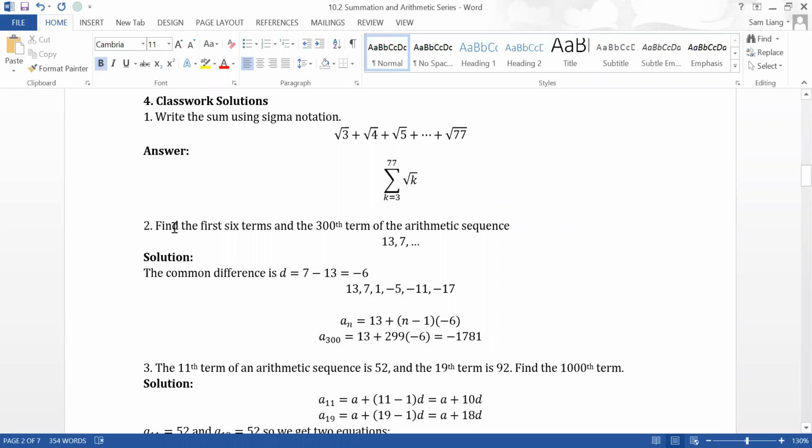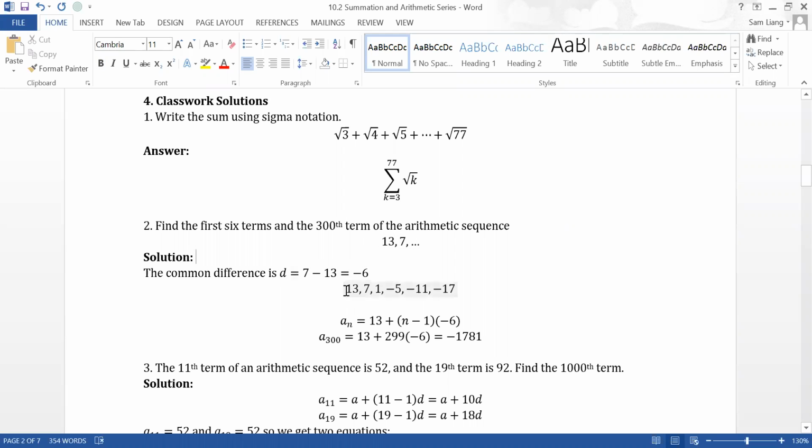For question 2, we have to find the first 6 terms and the 300th term of this arithmetic sequence. So we have an arithmetic sequence, right? And the common difference here, the number that we're adding to each number to get the next number, is -6. So it doesn't always have to be increasing. It could be a decreasing arithmetic sequence, as we have here. So -6 is the common difference.